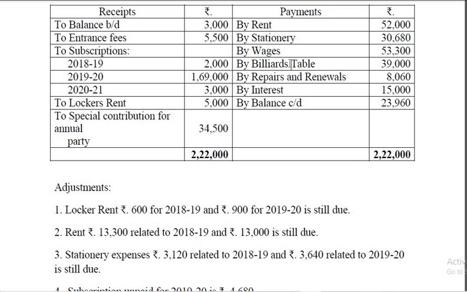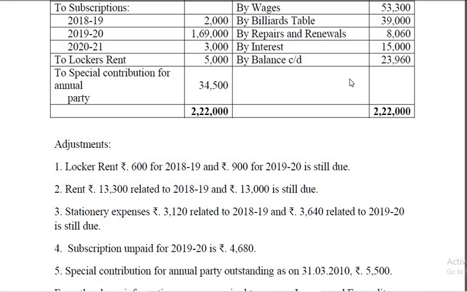Billiards table, it's an asset that will come to the asset side of the balance sheet. It will not come to the income and expenditure account. Repairs and renewals, so that is again revenue expenditure. That should be taken to the debit side of the income and expenditure account.